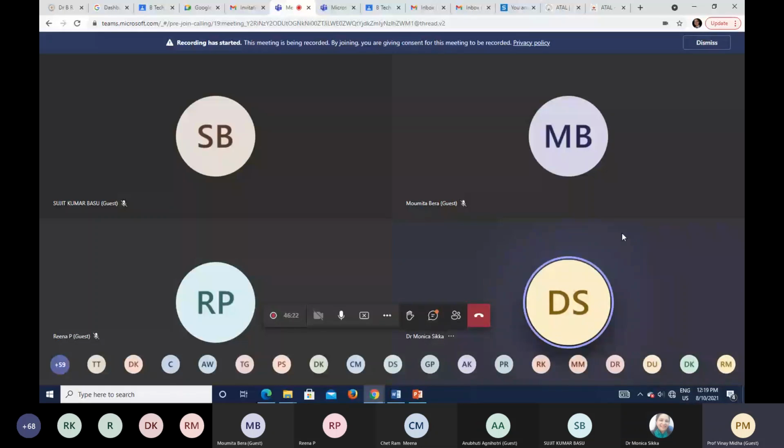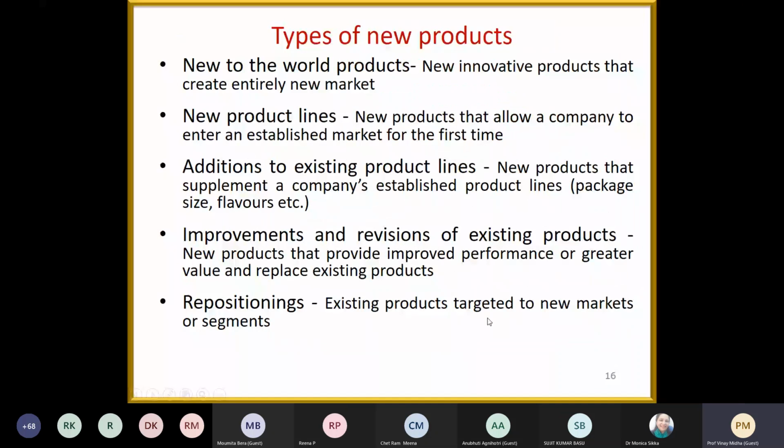So repositioning actually means that existing products which are already there in your product line, you are selling them to some market, and now you try to enter some new markets or segments.